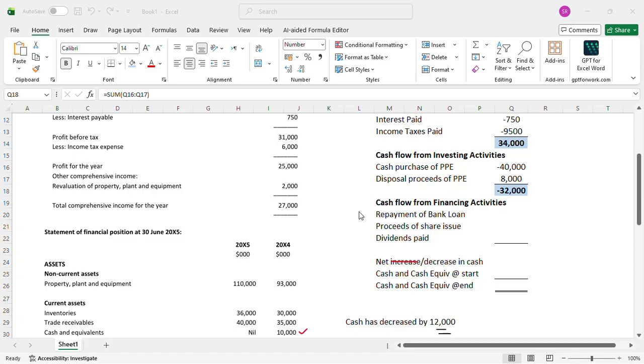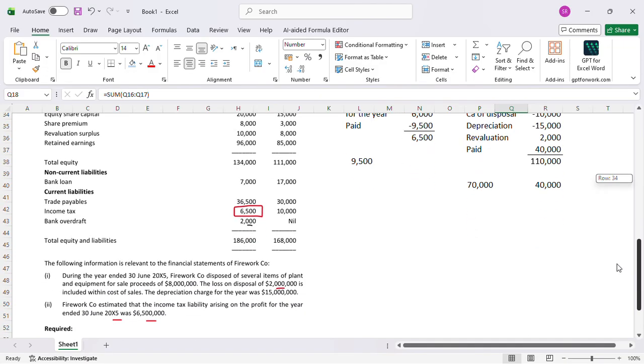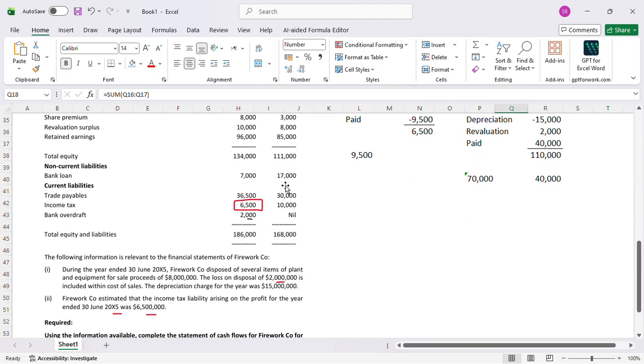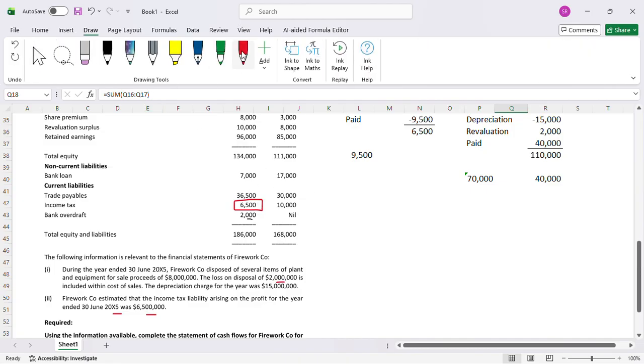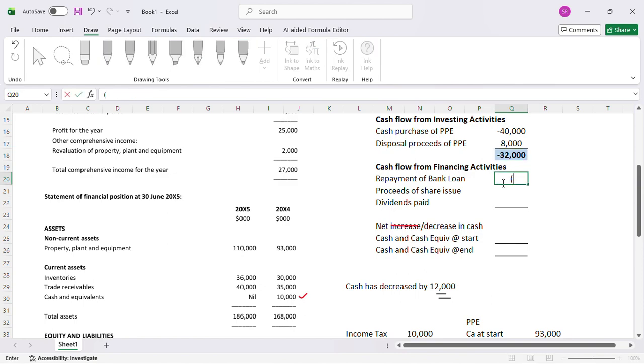Right, let's move to financing activities. Let's tackle the repayment of loan. So let's go down. Now we have bank loan was 17,000 in 2004, and it's only 7,000 in 2005, which means we must have paid 10,000, 17,000 minus 10,000. So repayment of loan here, that's a negative 10,000.